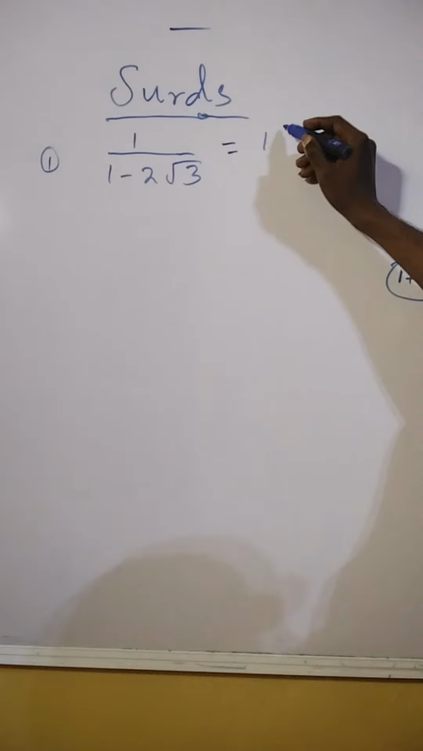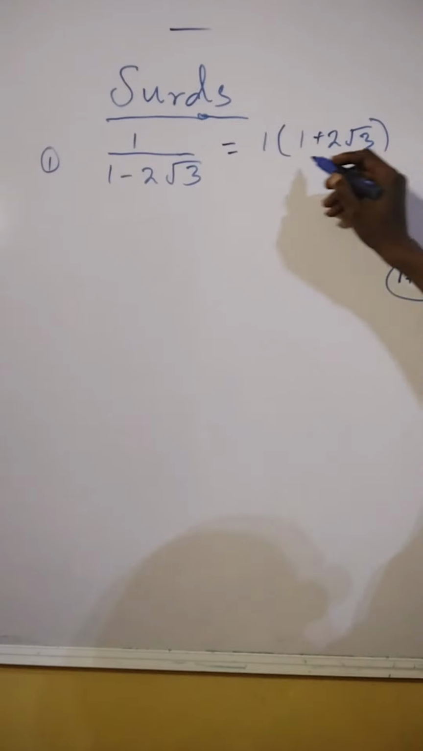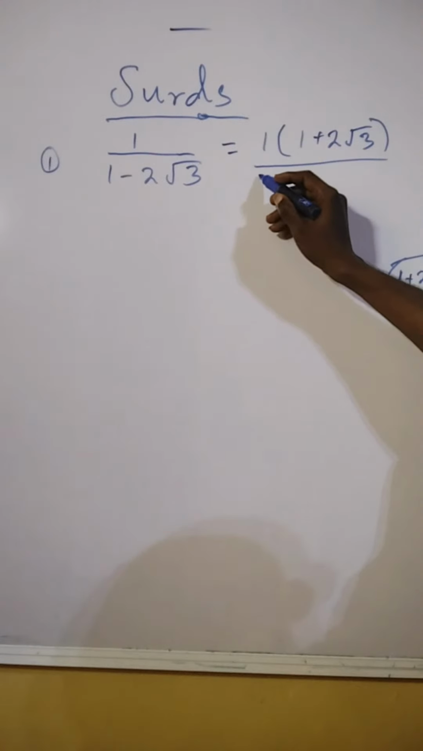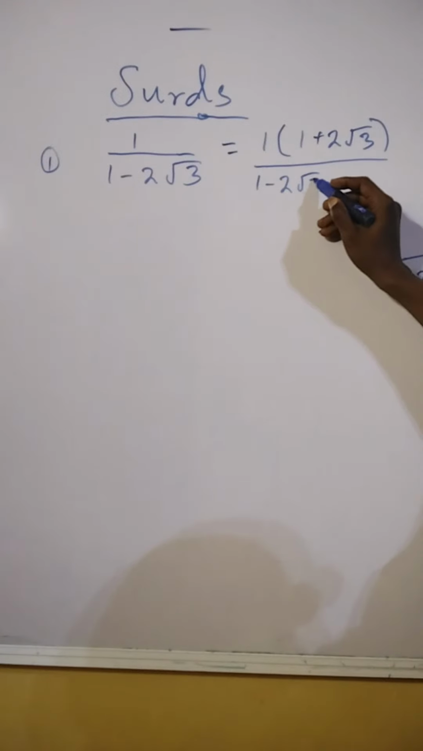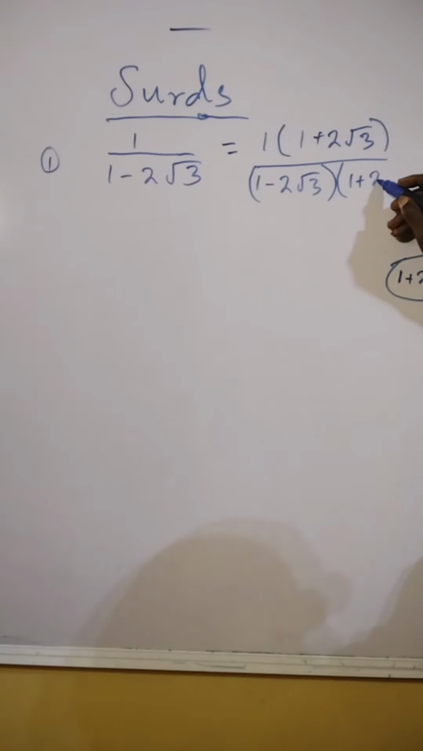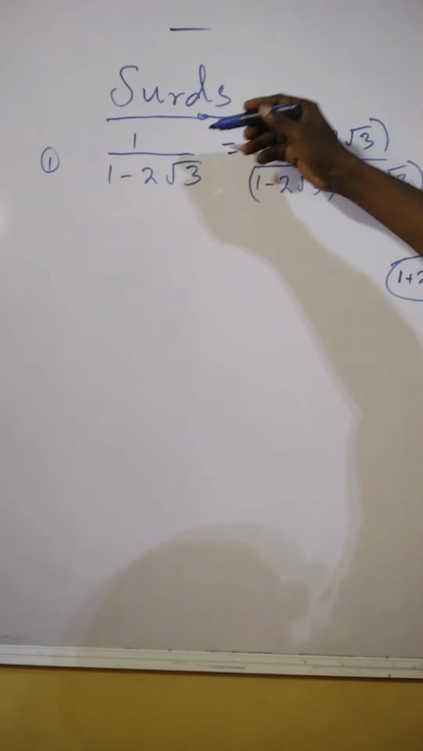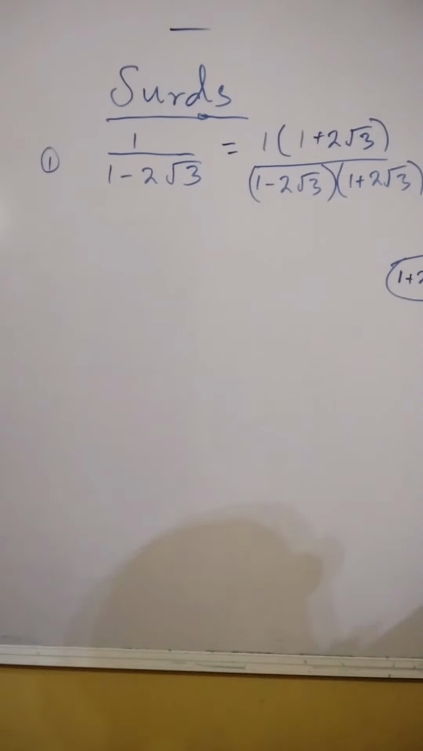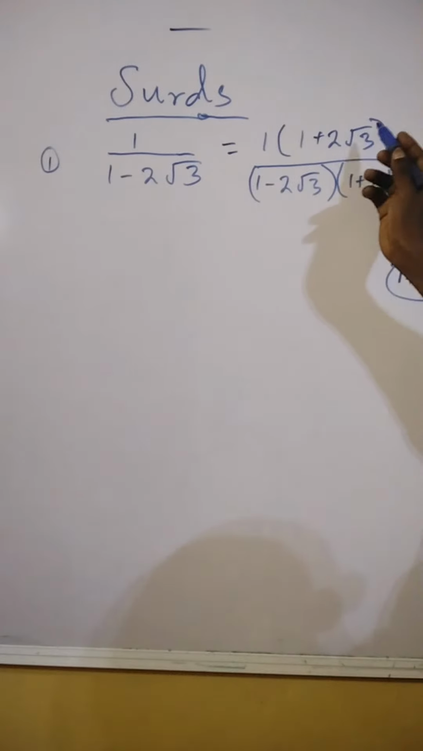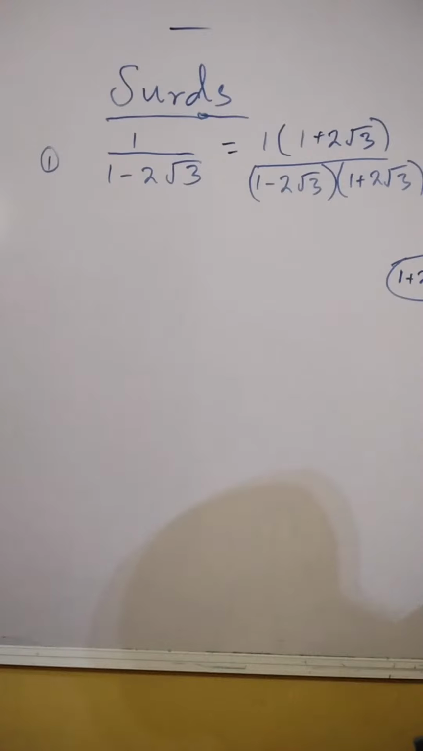So, here this becomes 1 times 1 plus 2 root 3, then divided by, also here we have 1 minus 2 root 3, then multiplied by 1 plus 2 root 3. So, that's the method. We have used the conjugate surd of the denominator to multiply these two numbers. So see that's the same thing. So ideally, we have not done anything special, because if this cancels each other here, we still have the same thing. But mathematically, you don't want to cancel it that way.